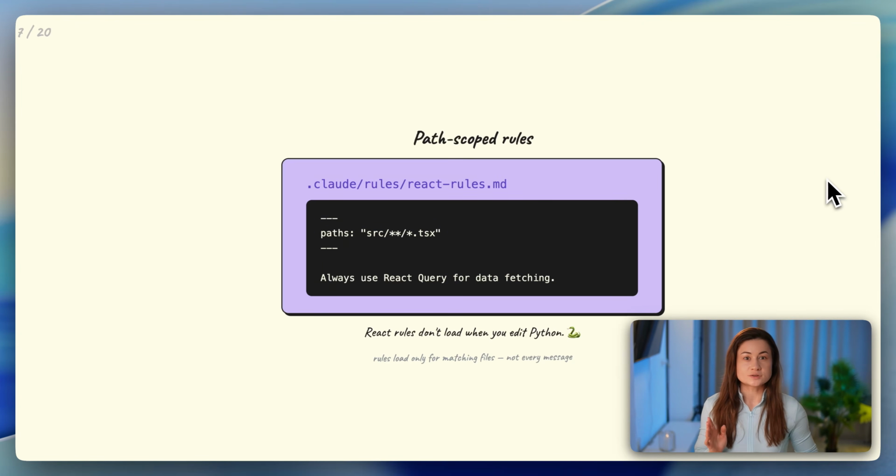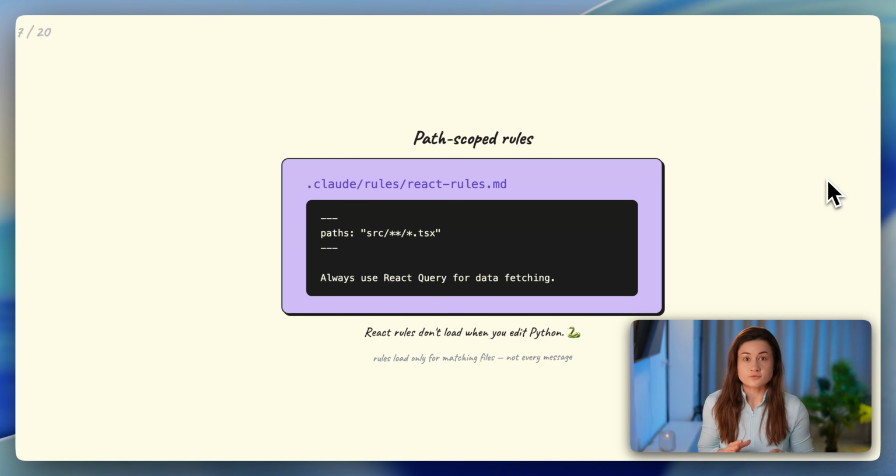Another one is using rules. Put rules with paths. For example, Claude will only load the Python rules into the context when it needs to. Rules that never match are never loaded.